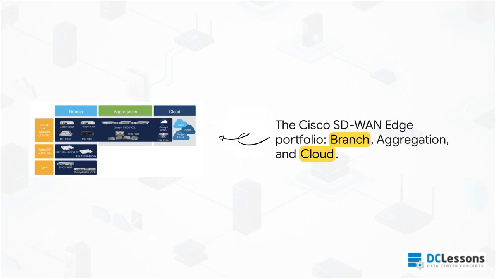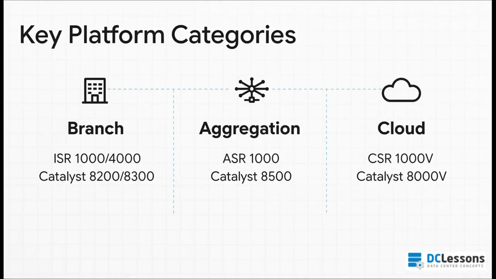You've got your branch gear for your offices, aggregation platforms for the big sites like your data center, and cloud platforms for when you're deploying in places like AWS or Azure. So let's drill down a little.